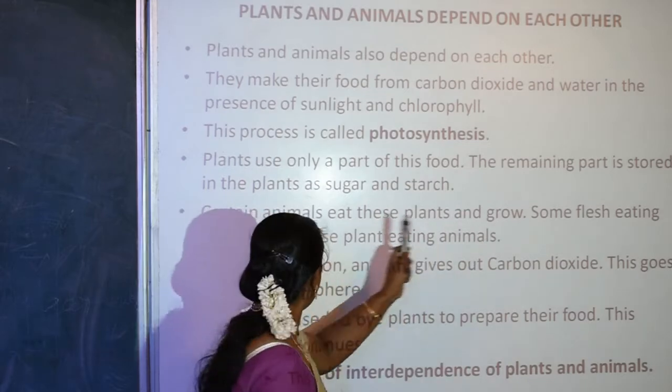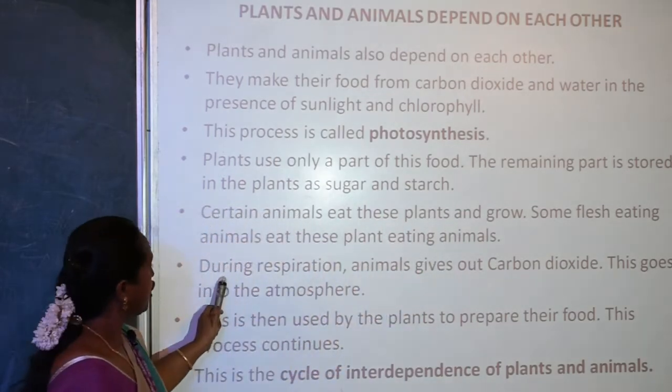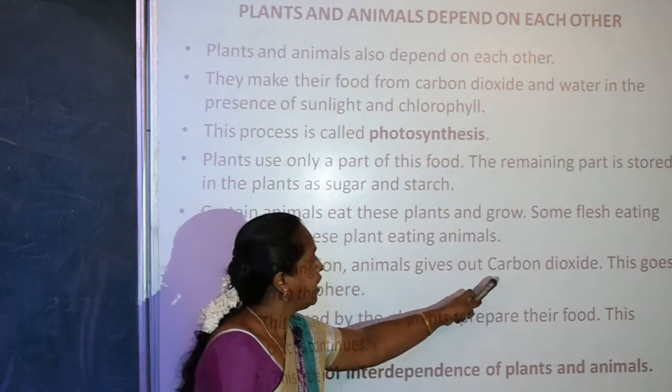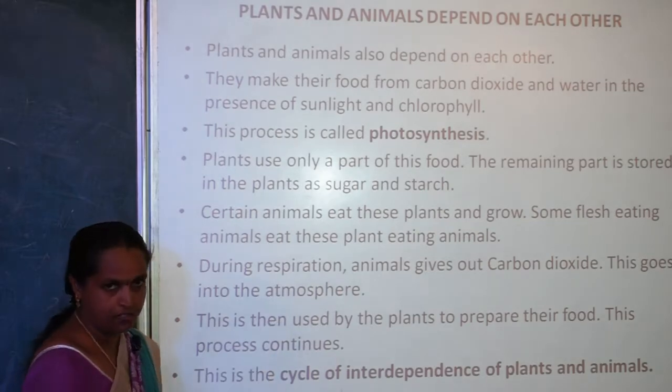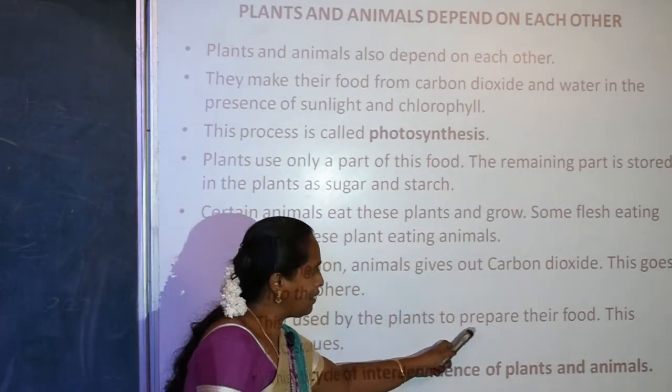Some flesh eating animals eat these plant eating animals. During respiration, animals give out carbon dioxide. This goes into the atmosphere. This is then used by the plants to prepare their food.